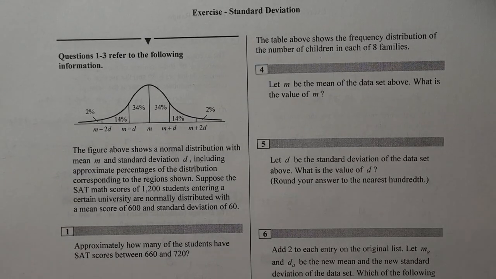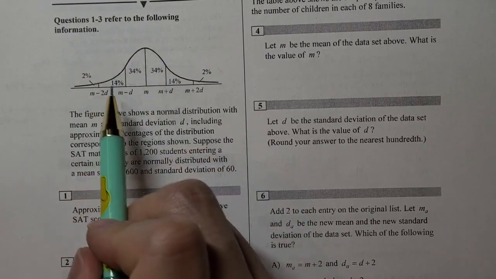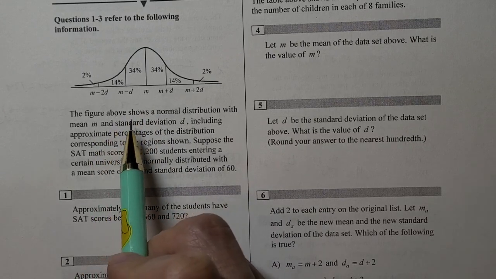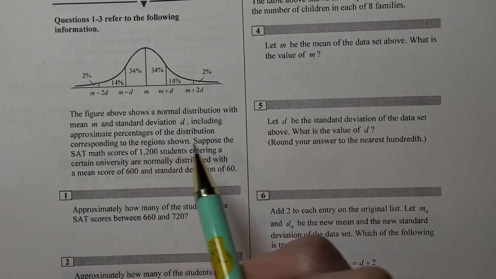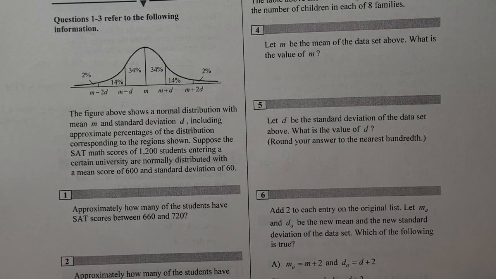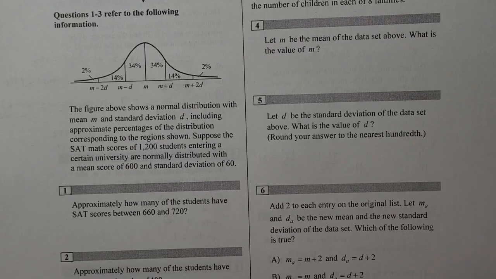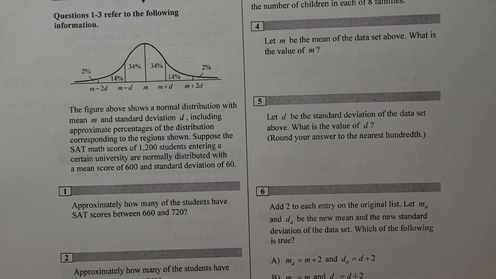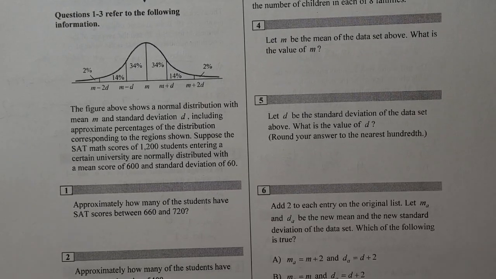Okay, so now let's dive into the problems. We spent about 5 minutes talking about that, and that's okay. Questions 1 to 3 refer to this bell curve. The figure shows a normal distribution with mean m and standard deviation d, including approximate percentages of the distribution corresponding to the regions shown. Notice they are approximate percentages. Suppose the SAT math scores of 1,200 students entering a certain university are normally distributed with a mean score of 600 and a standard deviation of 60. Approximately how many of the students have SAT scores between 660 and 720? Go ahead and try to solve this one first on your own.